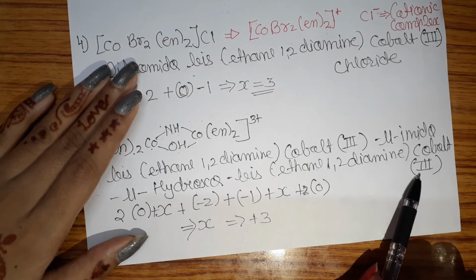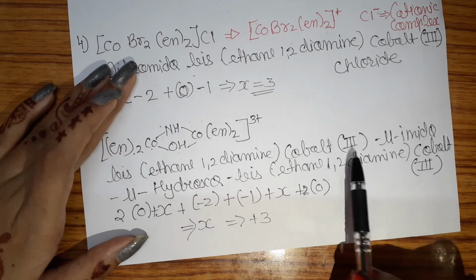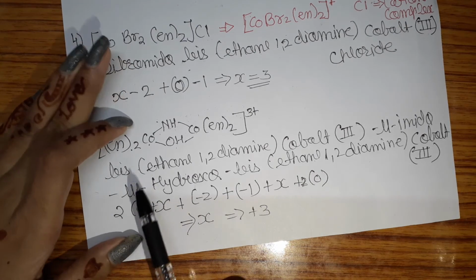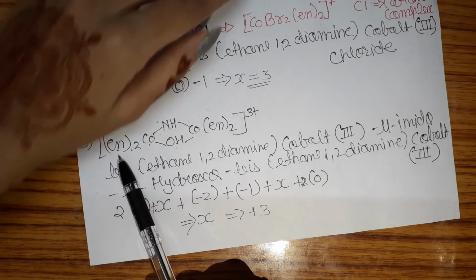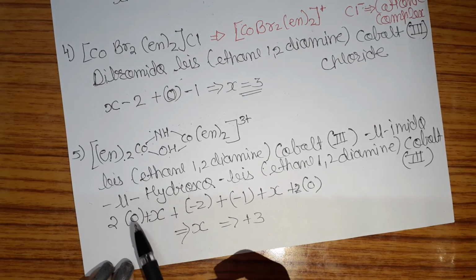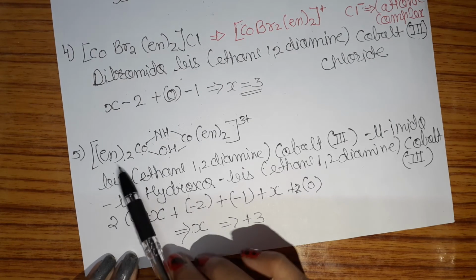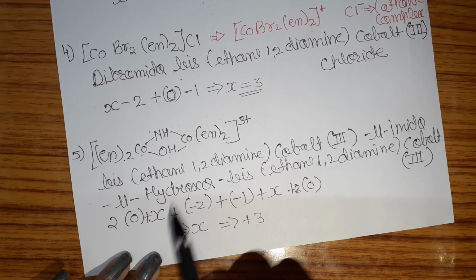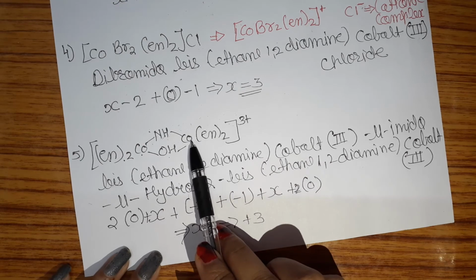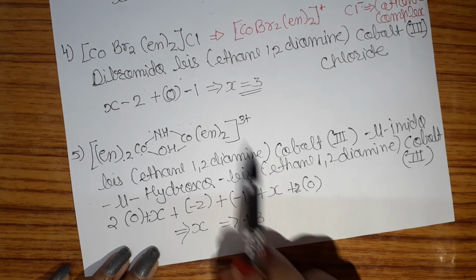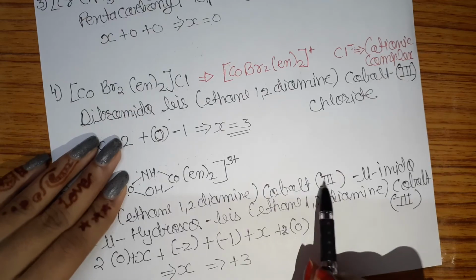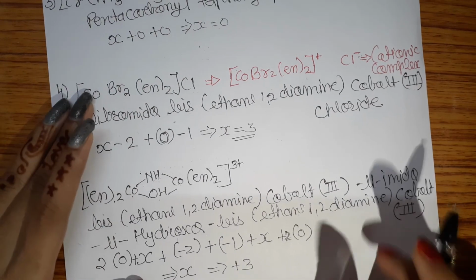Here the oxidation state of cobalt is written twice because there are 2 cobalts present separately. Now how to find the oxidation state of cobalt? First of all there are 2 en, and en is a neutral ligand, so it has 0 and we have to multiply it by 2 because 2 en are present. Then X for the cobalt, then -2 for the imido, and -1 for the OH, and then again X for the cobalt and 0 for the en, multiplied by 2 because there are 2 en present. So by solving it we will get X is equal to +3. That's why we have put +3 for the oxidation state of cobalt.